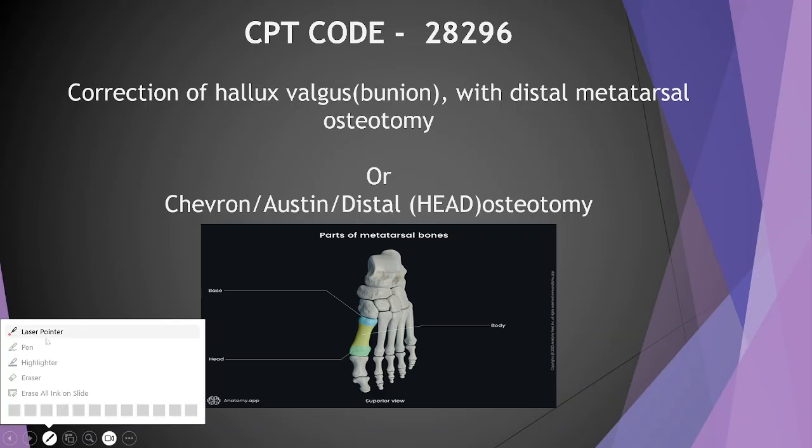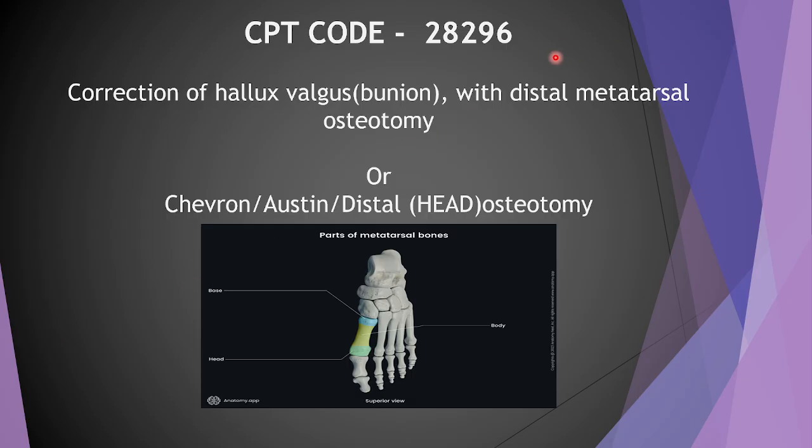Okay. So what is the description of 28296? That is correction of hallux valgus with distal metatarsal osteotomy. Distal means the head side, or sometimes it is called the Austin or distal osteotomy, or the Severin.